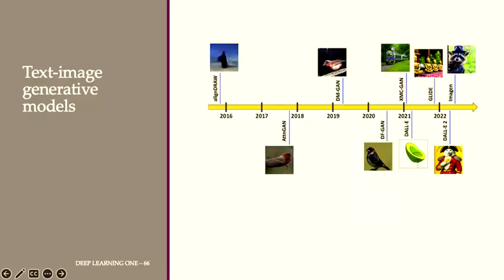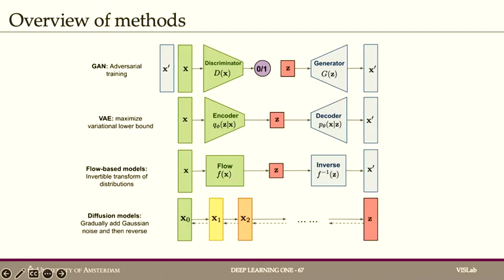Right. What's now, of course, the biggest trend is text-image generative models. We had GANs, we had VAEs, and we didn't talk about flow-based models. But right now, diffusion-based models are how the best generative models are being made. So we're going to very briefly talk about these.